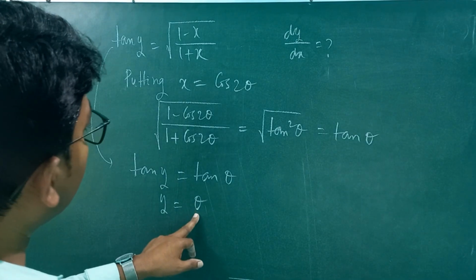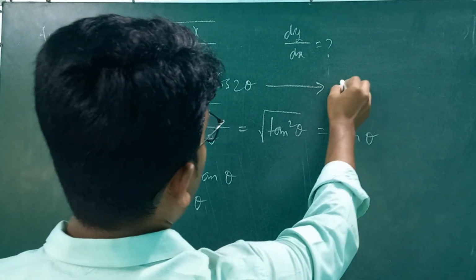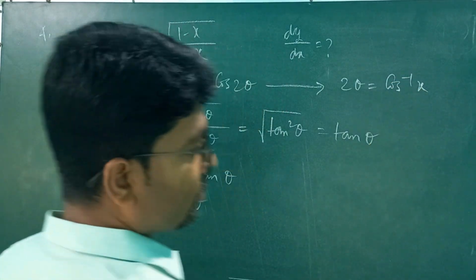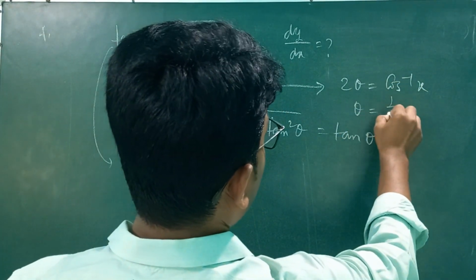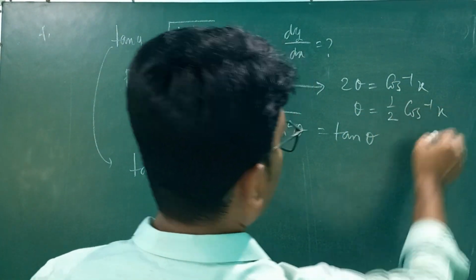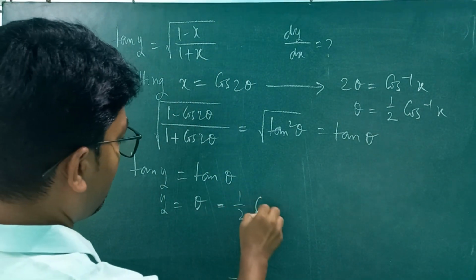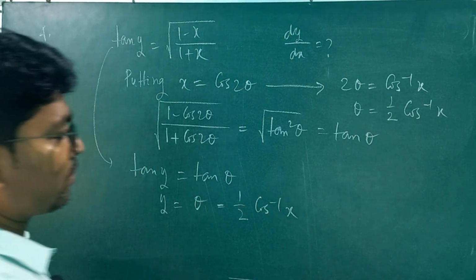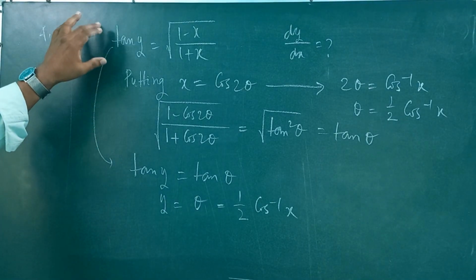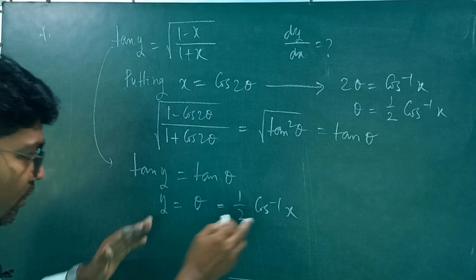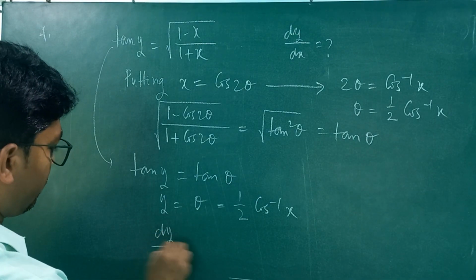Now what is theta? 2 theta equal to cos inverse of x, theta equal to half of cos inverse x. So your function becomes only half of cos inverse of x. So see, our function becomes more simple. Now you can do its derivative.